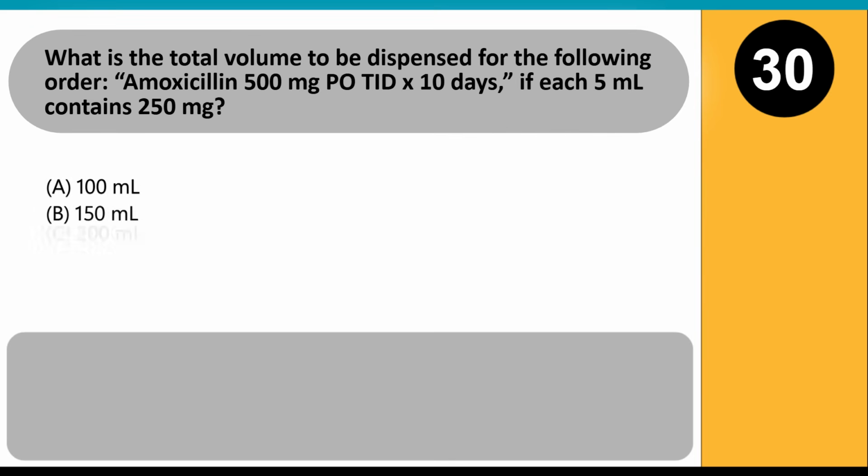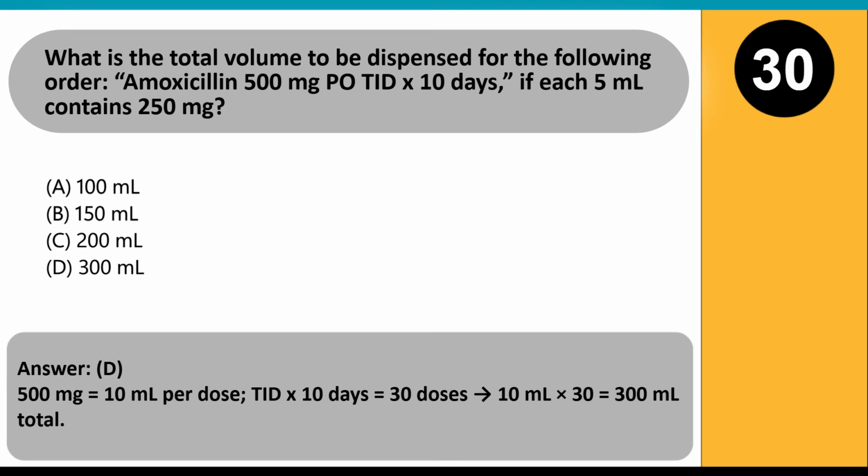What is the total volume to be dispensed for the following order? Amoxicillin 500 mg PO TID x 10 days, if each 5 ml contains 250 mg. A. 100 ml. B. 150 ml. C. 200 ml. D. 300 ml. Answer D. 500 mg equals 10 ml per dose. TID x 10 days equals 30 doses. 10 ml times 30 equals 300 ml total.